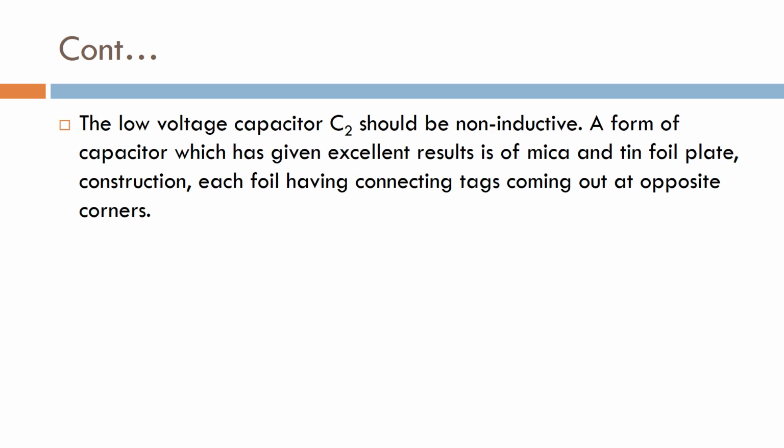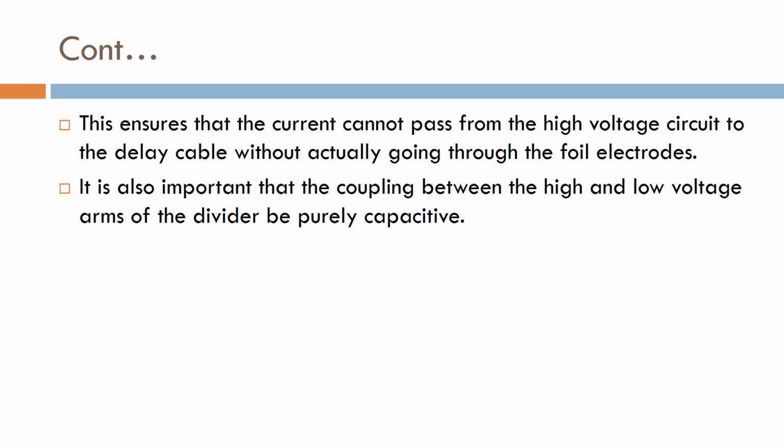The low voltage capacitor C2 should be non-inductive, a form of capacitor which has given excellent results in mica or thin foil plate construction, each having connected tags coming out of opposite corners. This ensures the current cannot pass from the high voltage circuit to a delay cable without actually going through a foil cable. It is also important that the coupling between the high and low voltage arms of the divider be purely capacitive.